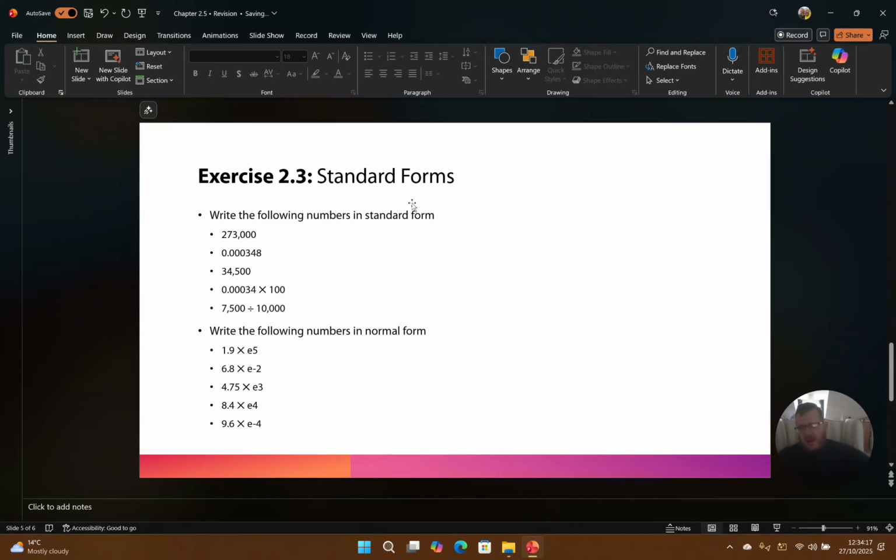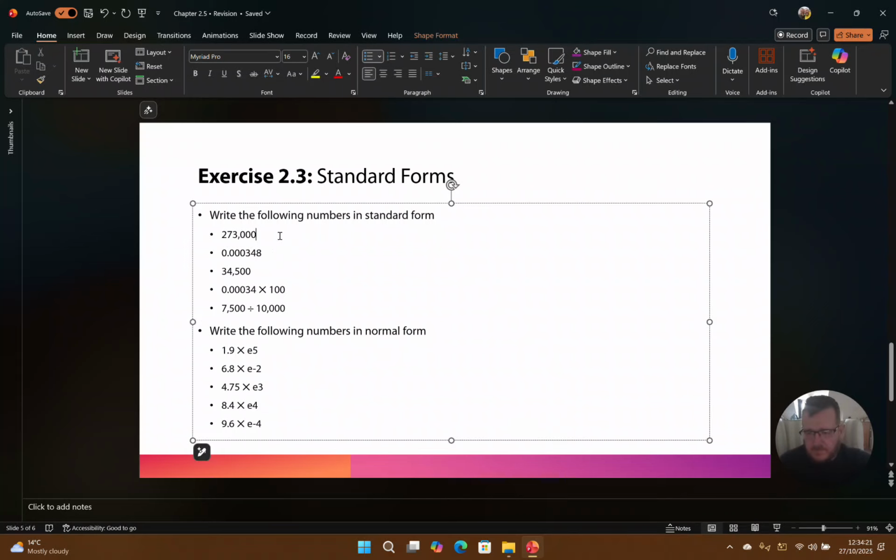Next, we're going to look at standard forms now. So what we do with this is we pick a number between 1 and 10, which is the 2.73. And then we go, how many times is this gone to the left. 1, 2, 3, 4, 5.